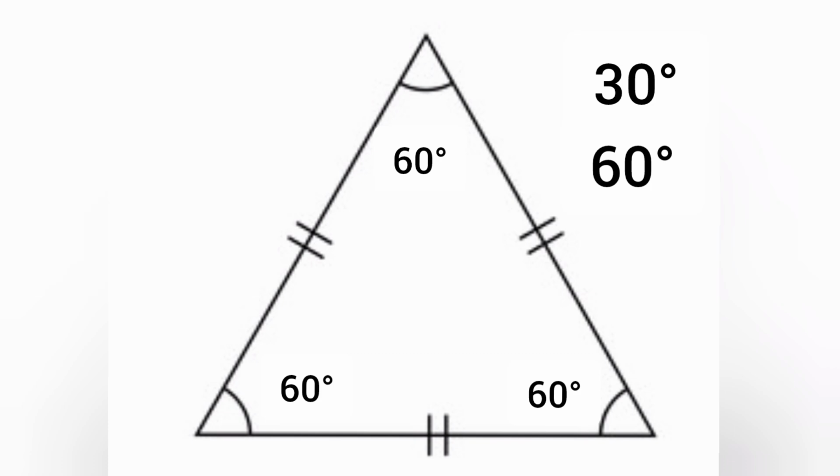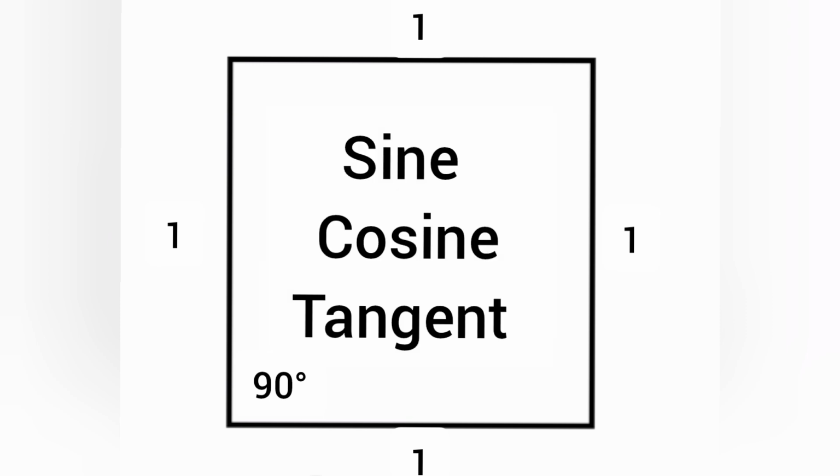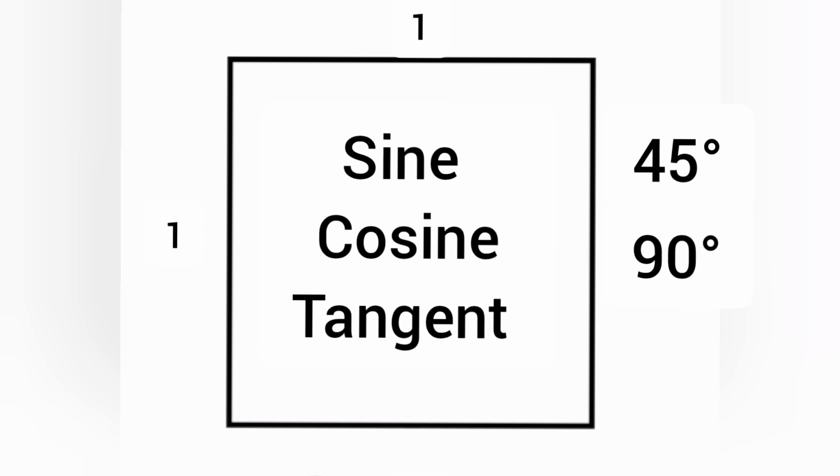What if you're given a square shape with sides 1 each? Remember, a square has angle 90s. All of the angles in there have 90. Now, can you derive sine, cosine, tangent of 45 and 90 from this?